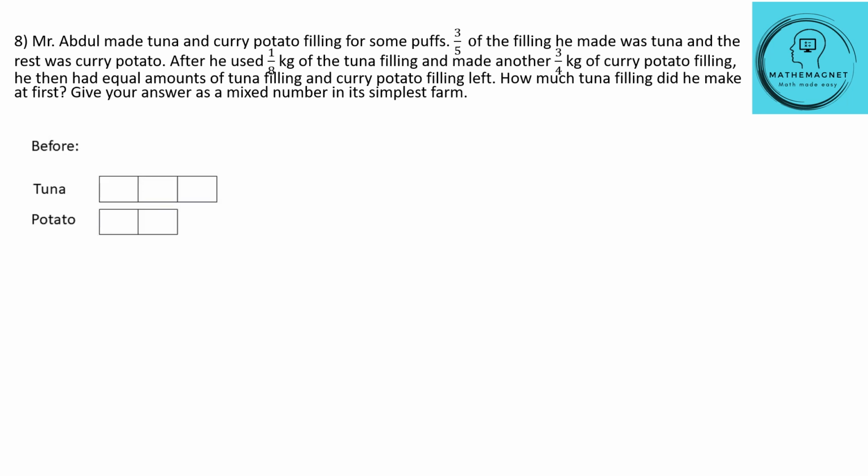So here we will draw a before and after model. Now since they've given that 3 by 5 of the filling was tuna, we'll make tuna as 3 boxes and potato will be the remaining, which is 2 by 5. So total 5 units, 3 units belong to tuna and 2 units belong to potato.